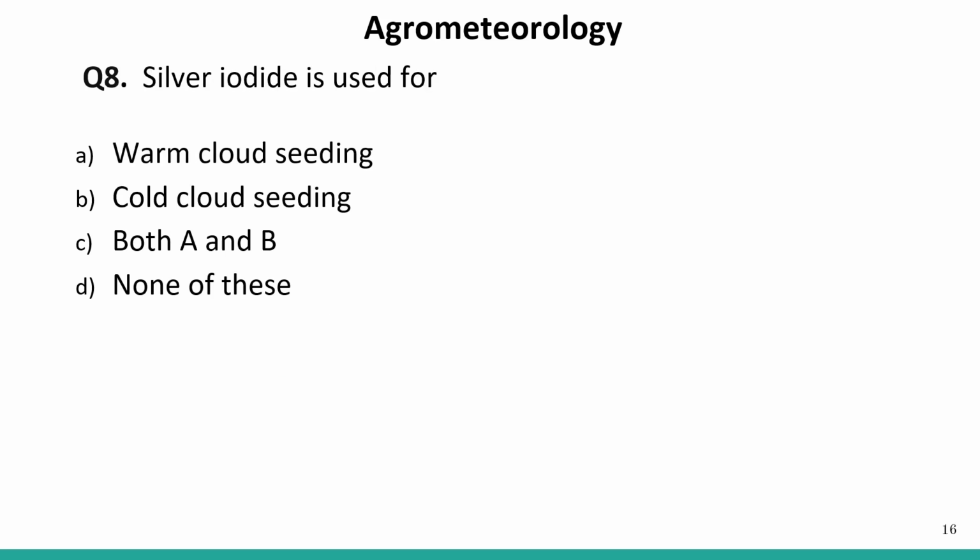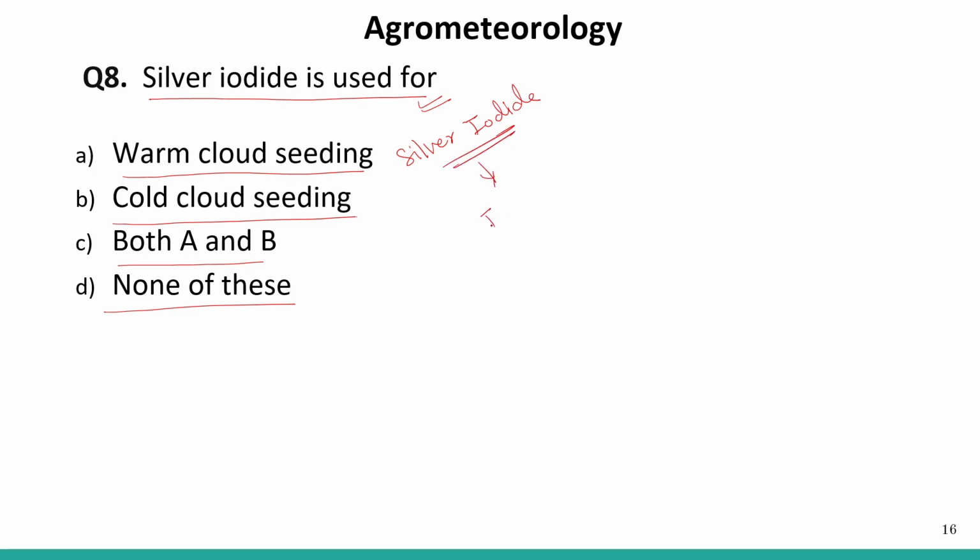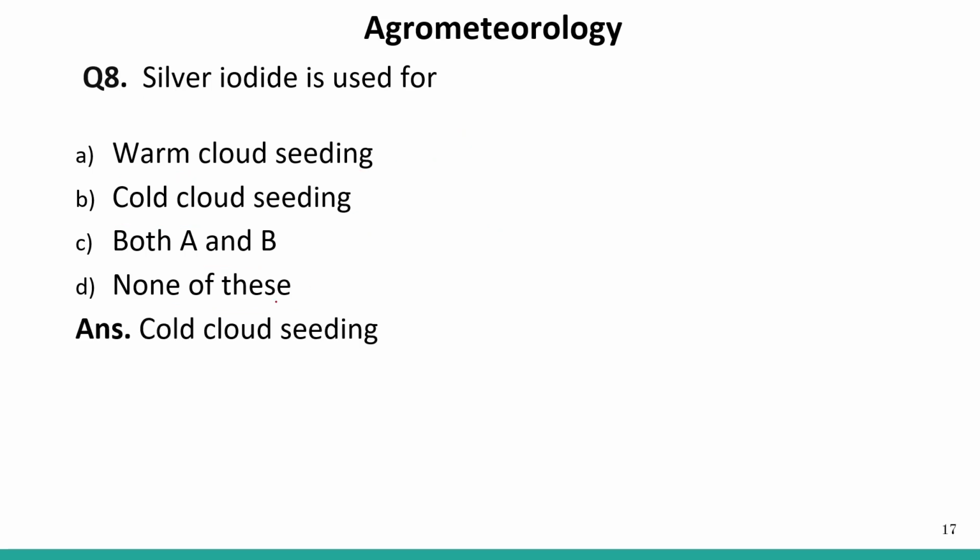Next question. Silver iodide is used for warm cloud seeding, cold cloud seeding, both A and B, or none of these. So just now we have seen that this silver iodide resembles ice nuclei. So this is cold cloud seeding. So the correct answer is the cold cloud seeding. Silver iodide is used for cold cloud seeding. Okay.